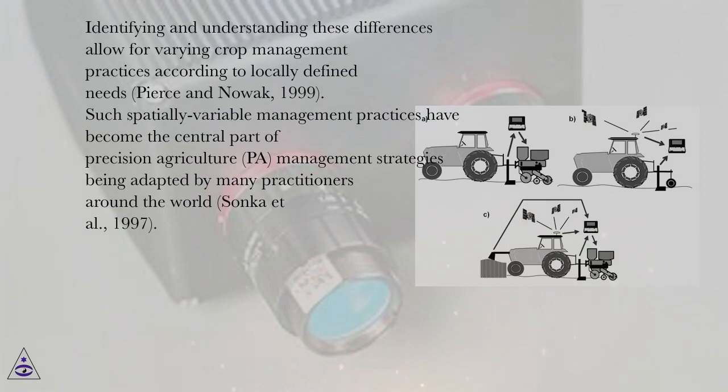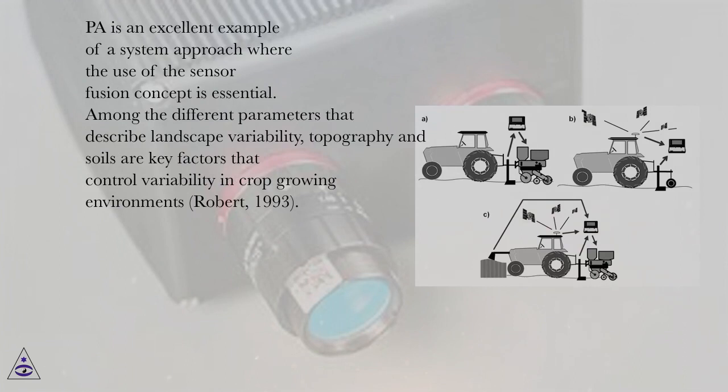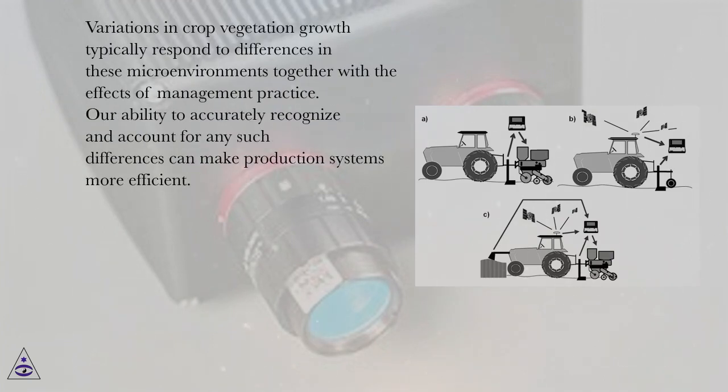Sonka et al., 1997. PA is an excellent example of a system approach where the use of the sensor fusion concept is essential. Among the different parameters that describe landscape variability, topography and soils are key factors that control variability in crop growing environments. Robert, 1993. Variations in crop vegetation growth typically respond to differences in these microenvironments together with the effects of management practice. Our ability to accurately recognize and account for any such differences can make production systems more efficient.